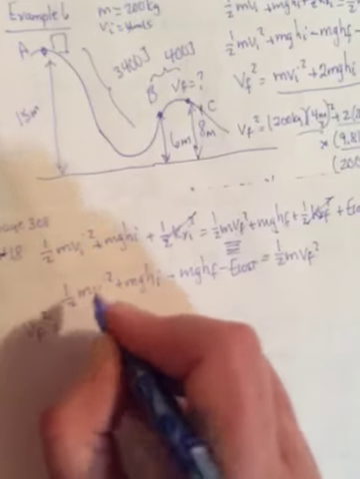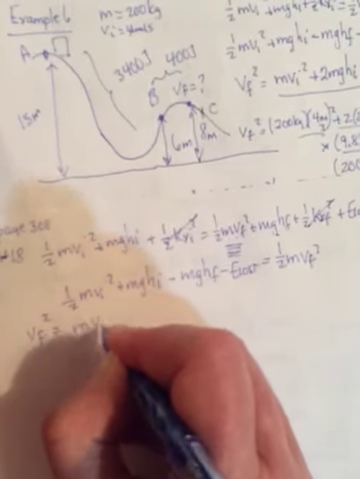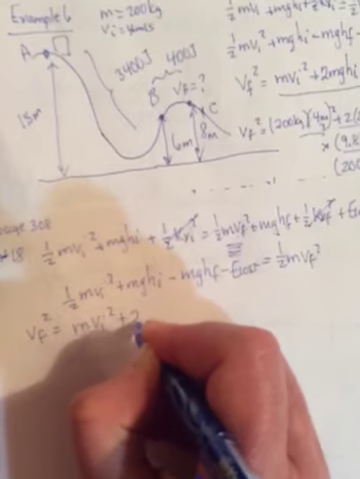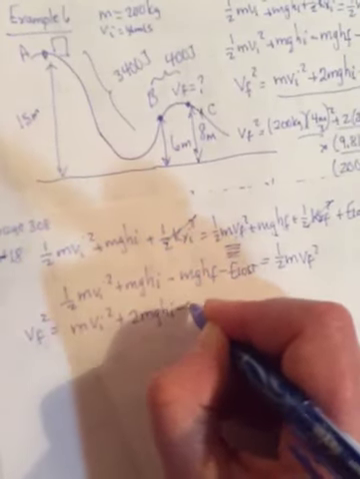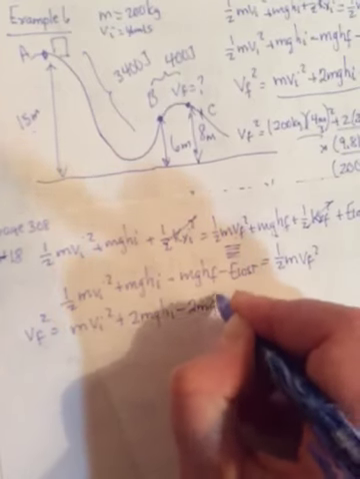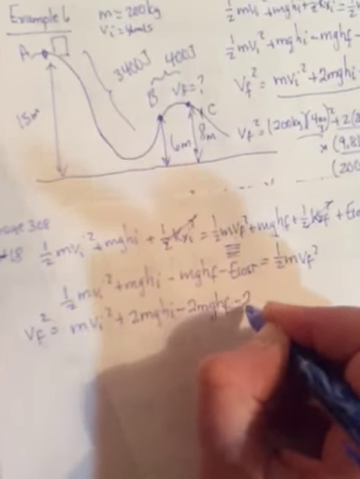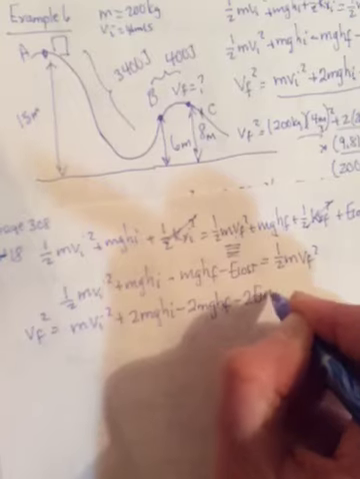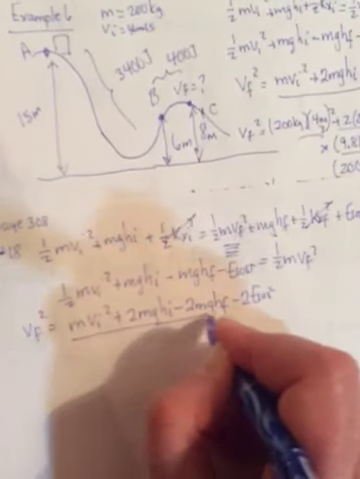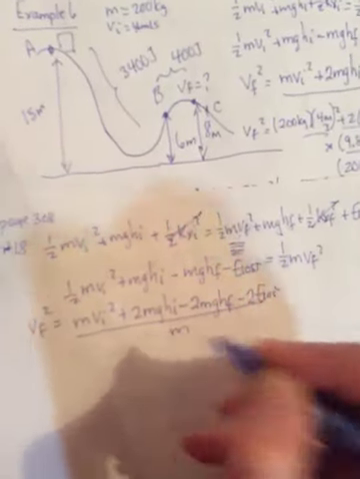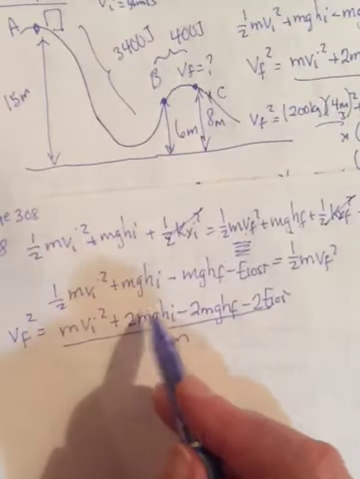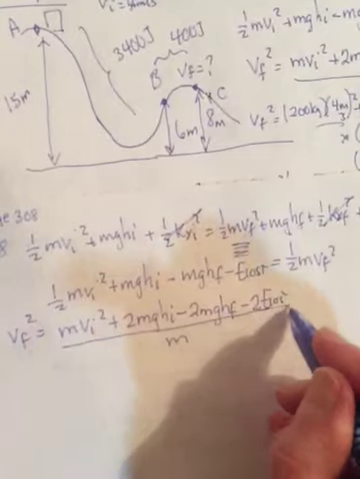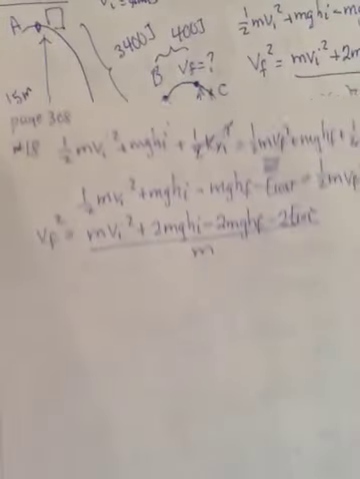So multiplying by 2, we'd have mv initial squared plus 2mgh initial minus 2mgh final minus 2E lost, and then divide by m. And remember, you can't cancel the m's out here. Even though there's m on the top, there's none in this E lost, and so you can't cancel it out.